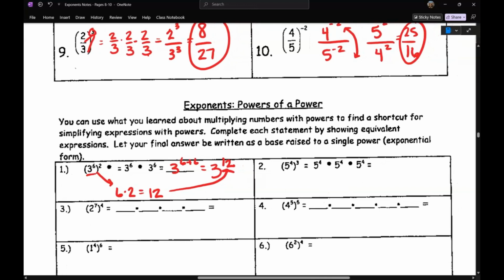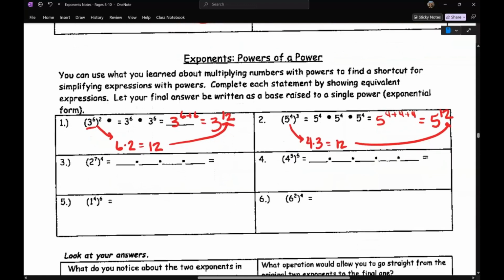5 to the 4th to the 3rd power. So that is 5 to the 4th 3 times. 5 to the 4th, 5 to the 4th, 5 to the 4th. Now we use our adding rule, 4 plus 4 plus 4. That becomes 5 to the 12th, which is also 4 times 3. So we can multiply those exponents.